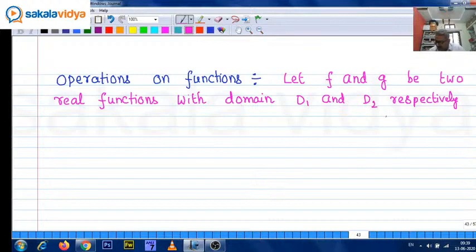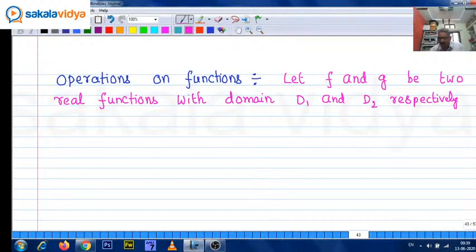Though Eamcet may be postponed, it will be conducted because it is a deciding factor for admission into engineering. Let f and g be two real functions with domains d1 and d2 respectively.